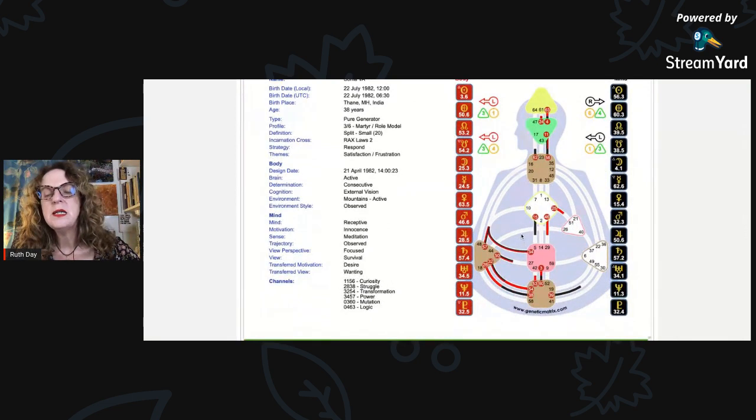Whereas a split definition has areas in the chart where other people can connect energetically to them. So I'm not even going to go there right now. Okay, so the big thing about a generator is we talk about strategy and authority. So Sonia is what we call a pure generator. And all that means is how she makes decisions. And all the types will have their best way to make decisions.